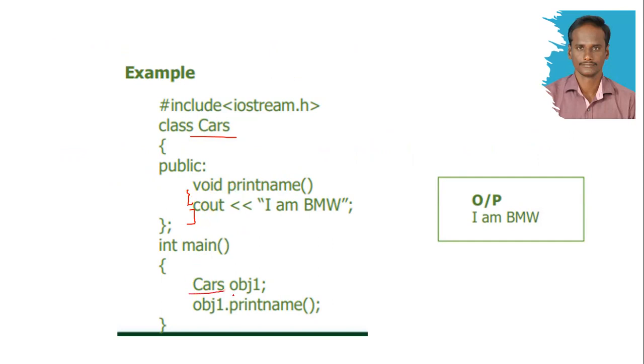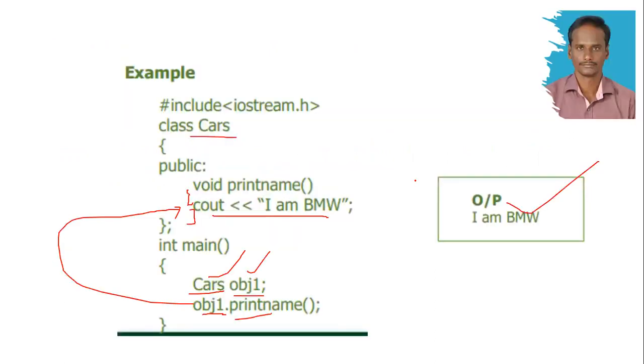Similarly the rest is all the same. Class name, object name dot function name. You know what happened? It comes here. Inside the class we have only cout I am BMW. It just prints I am BMW, right? So I hope you understood how we are defining data members and how we are defining member functions inside the class, outside the class, and so on, right?